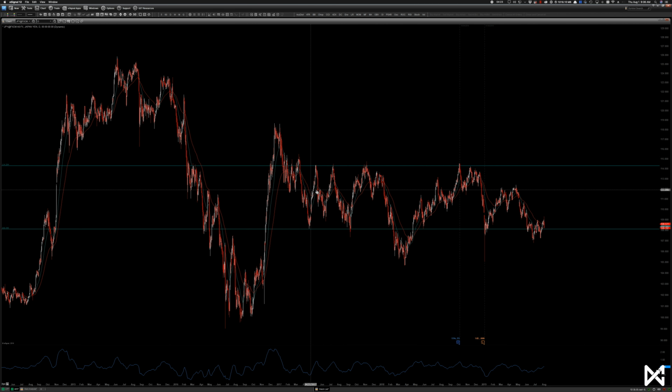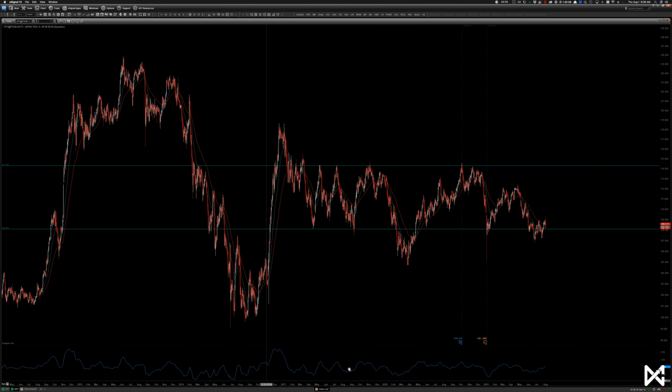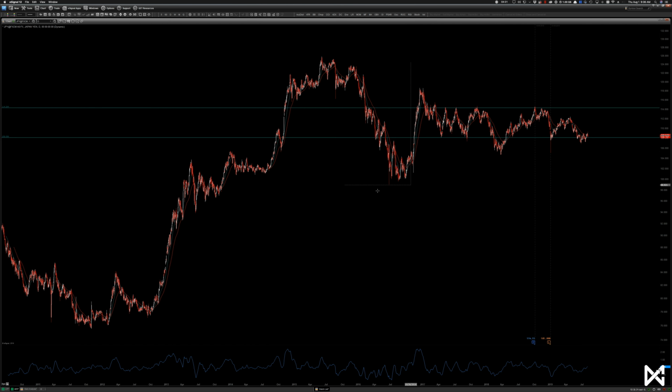And in general, this has been moving sideways for a long time, for a couple years here, and it hasn't been trending. It hasn't been moving down or up. It's just been moving sideways. So that again is a ranging market.